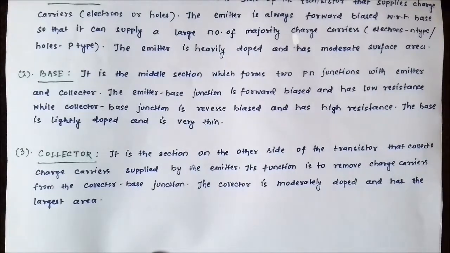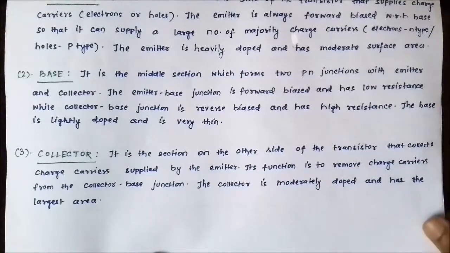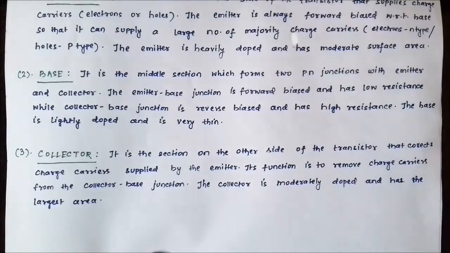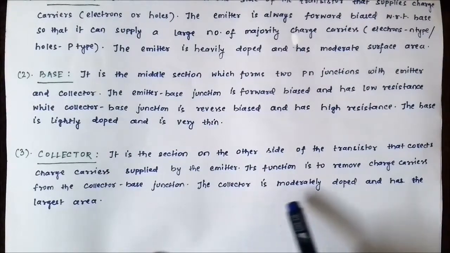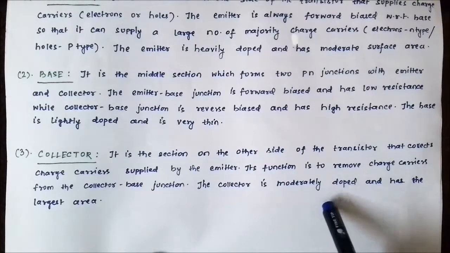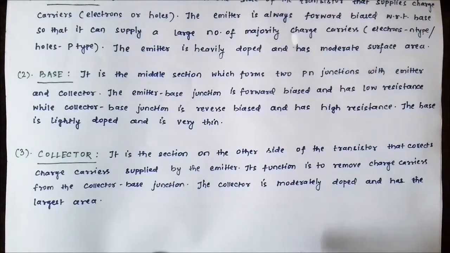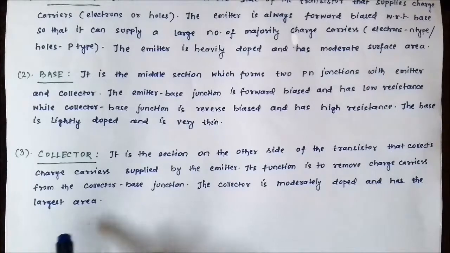In ideal cases, 95% of the electrons or holes from the emitter reach the collector. The remaining 5% is lost in the electron-hole recombination process in the base region. Okay. So the collector is moderately doped, meaning that the doping level of the collector is more than that of the base section but less than that of the emitter section, and it has the largest area.